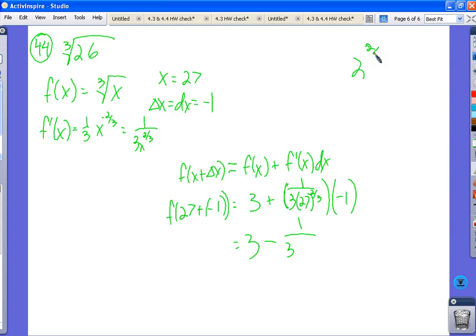That's wrong. What's this part? Cubed root. What's the cubed root of 27? Squared, 9. 1 over 3 times 9. So 3 minus 1 over 27. Yep. So 3 minus 1 over 27.